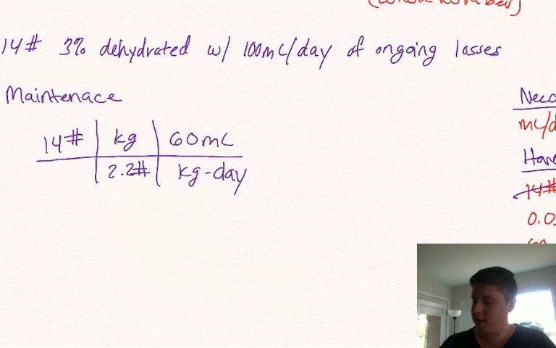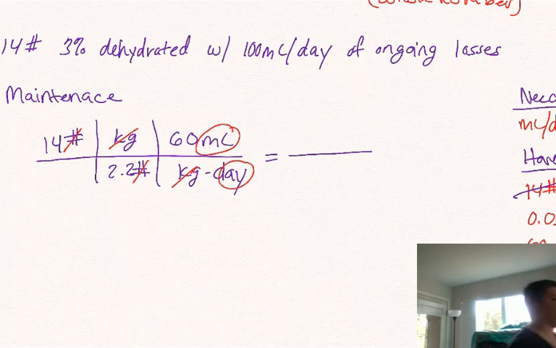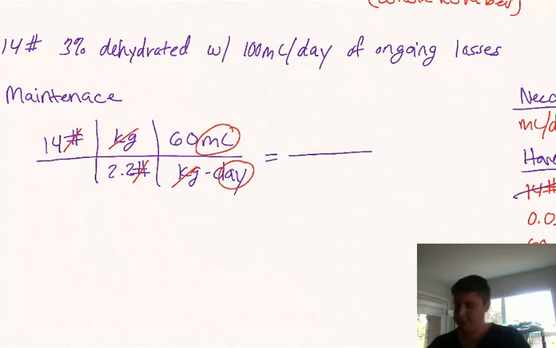Am I done? I don't know. Let's cancel. Pounds are gone. Kilograms are gone. I have milliliters over day. It's exactly what I'm supposed to have. Excellent. Remember, you want to do that before you can put it in your calculator, which I forgot to grab. Always have your calculator with you. All right. So anyone want to tell me what they got for the top?